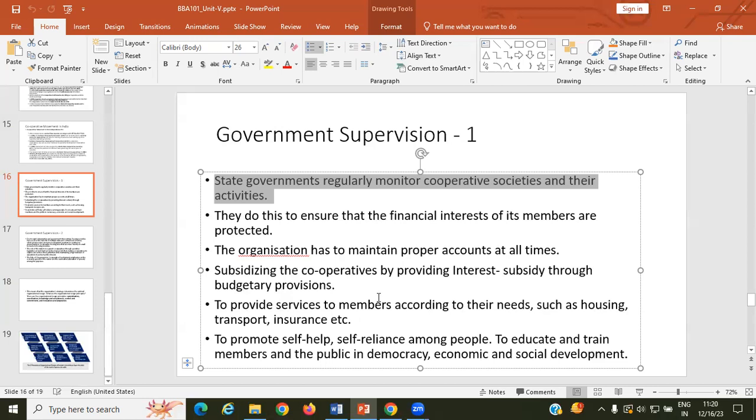So this is one case where government is promoting and you are helping, and you are helping each other for the training, education and awareness to provide service to members according to their needs. Whoever needs what, like I have given example of housing, transportation, insurance, like that. So these are the places where government is interacting with the people.